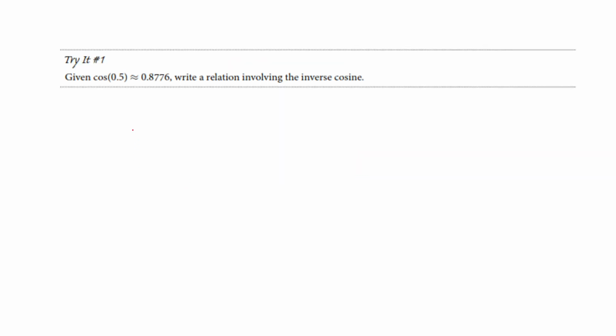So if we did this again here, we know that if we put in an angle of 0.5, we get a cosine ratio of 0.8776. So what about an inverse cosine? Well, that means if you put in 0.8776, if you put in the ratio, you'll get out an angle of 0.5.